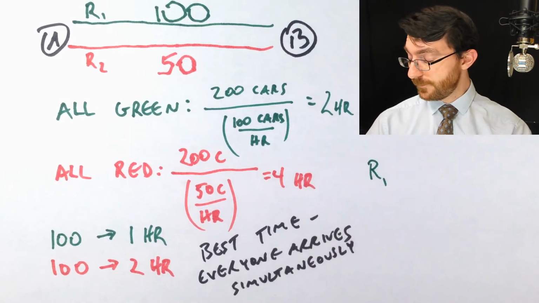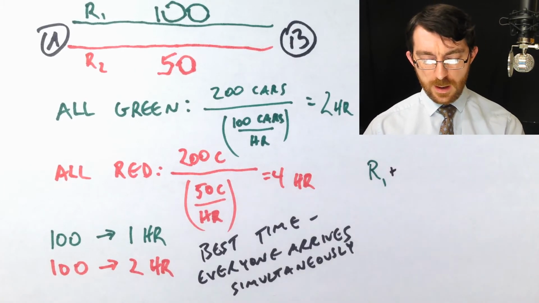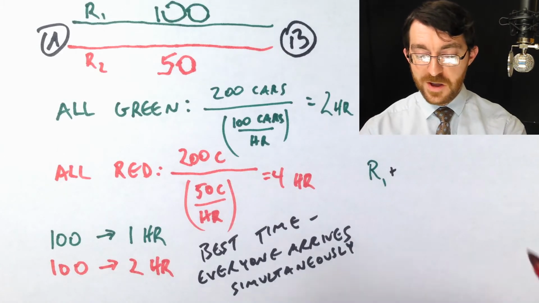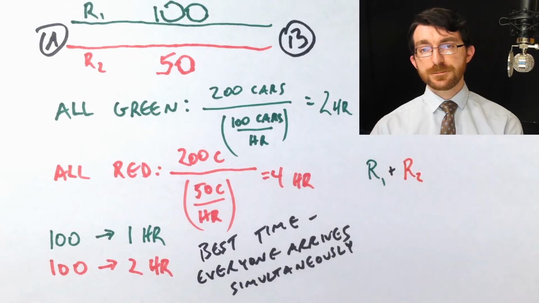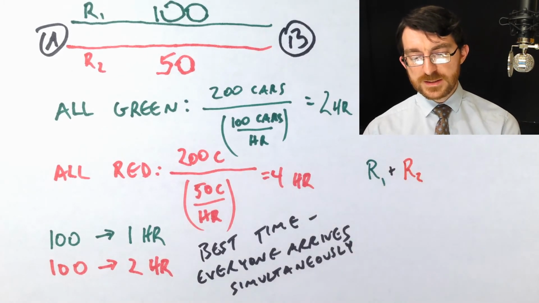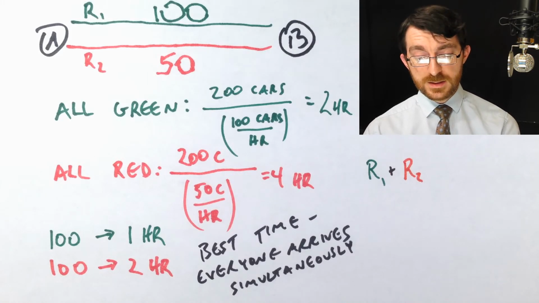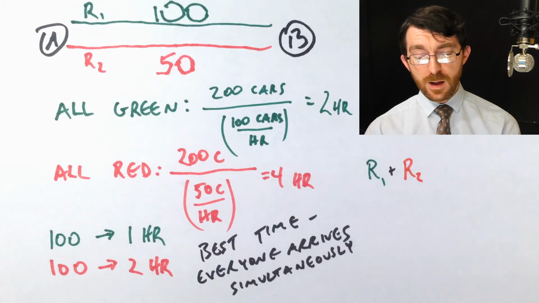So I've got road 1 plus road 2. Okay, so that's going to equal 150. Because basically, my two roads can let 150 cars travel every hour.